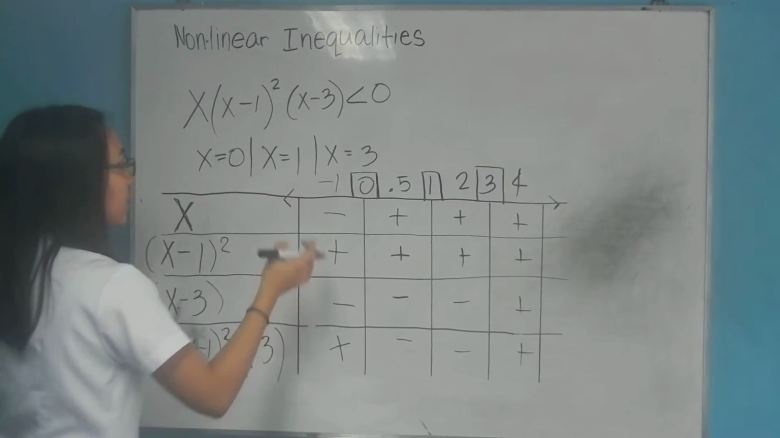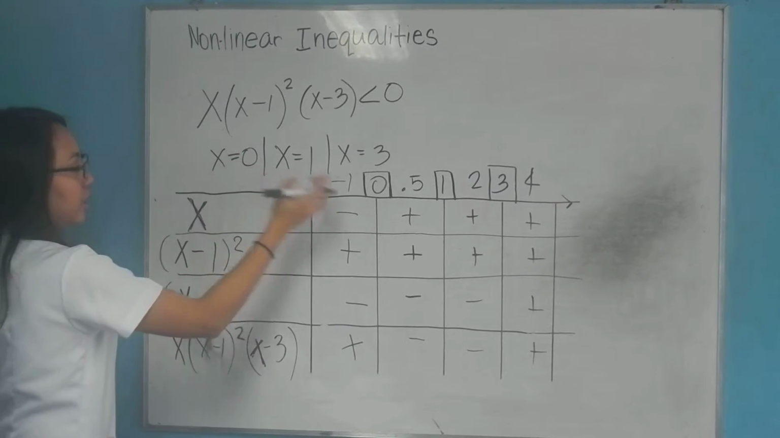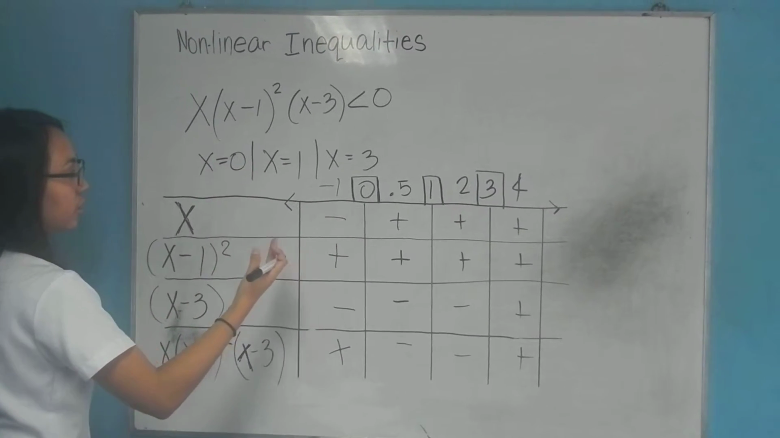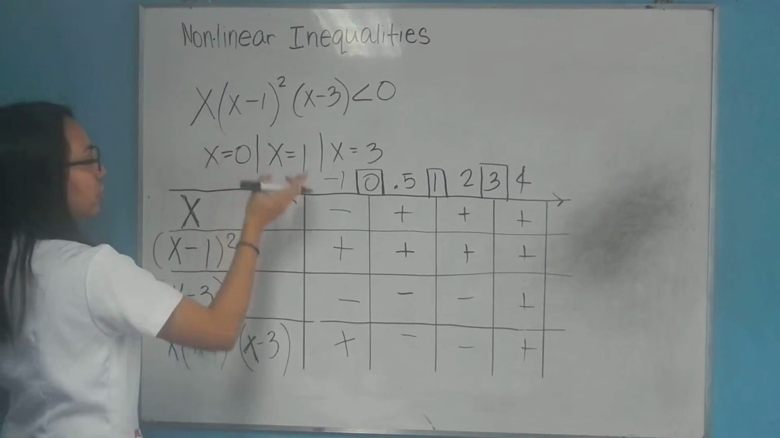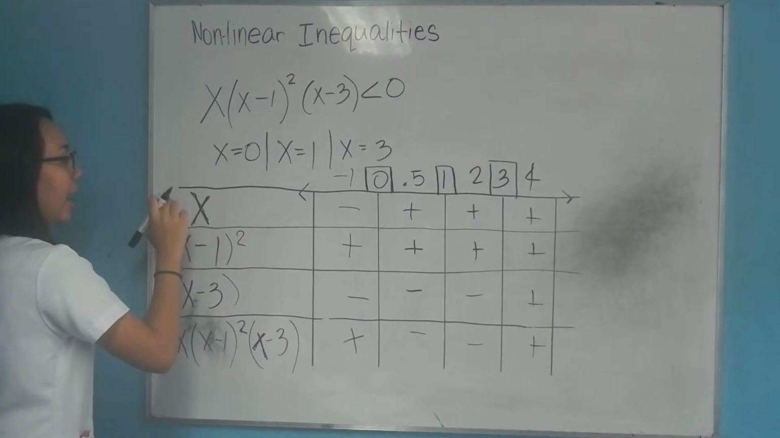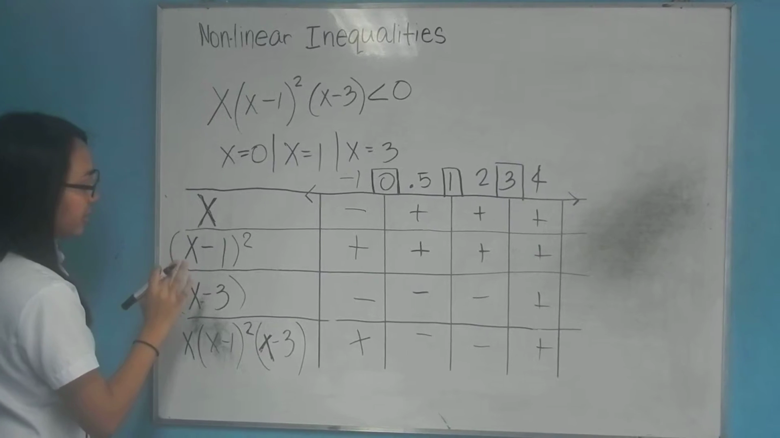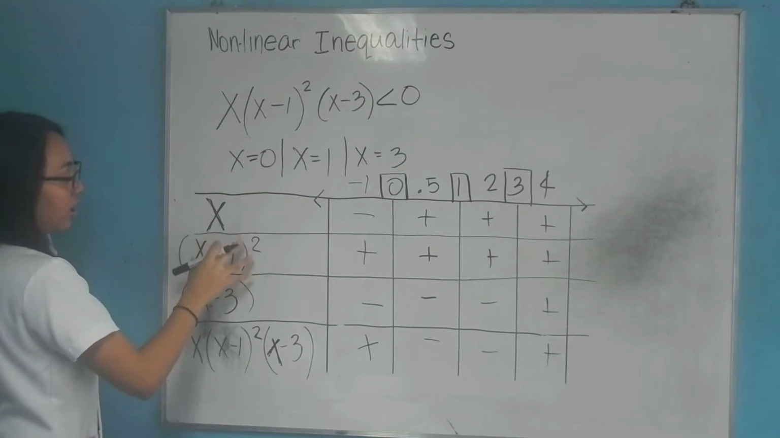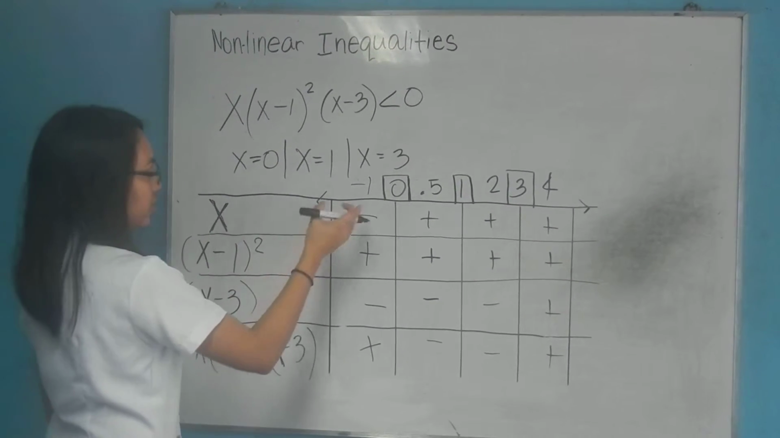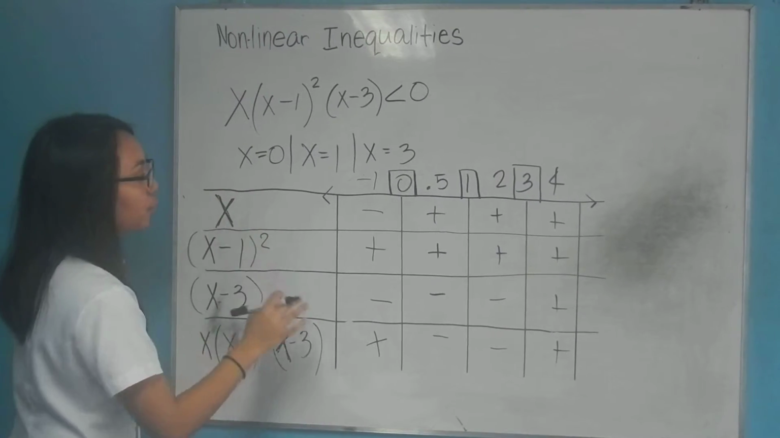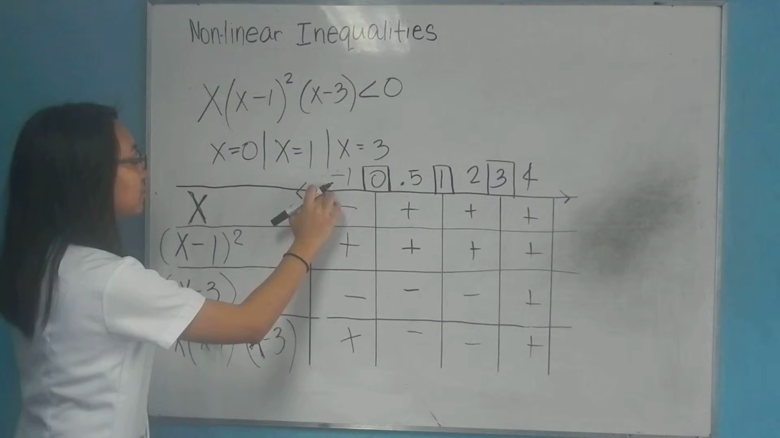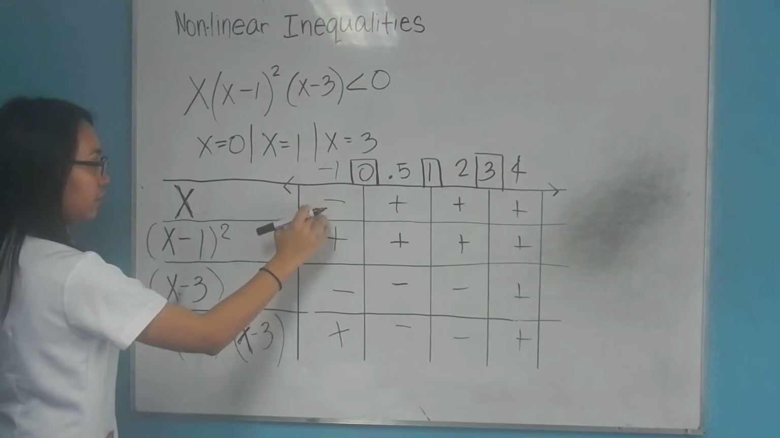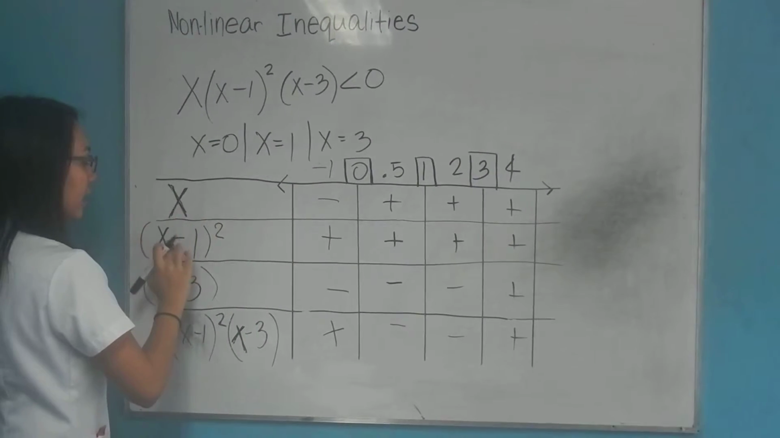So we already have our values that we can depend on when we substitute numbers that are greater or less than those values. So x minus 1 squared and x minus 3 are the terms that we will use in substituting as our x. We have a number less than 0, which is negative 1, that we substitute to x, into x minus 1 squared.